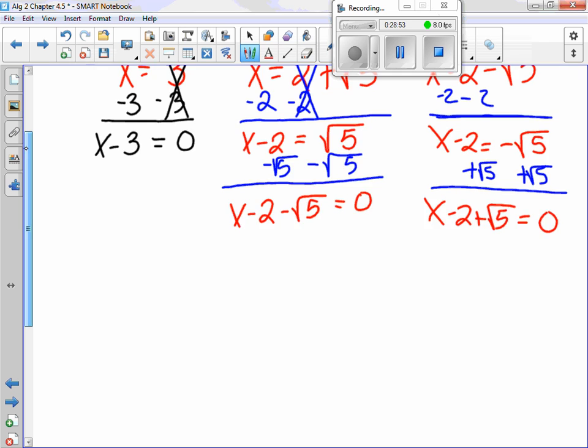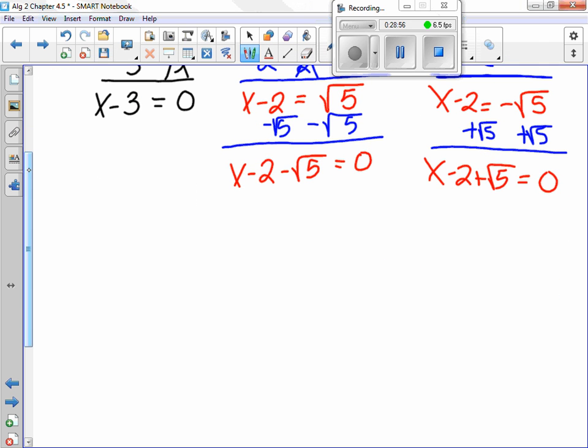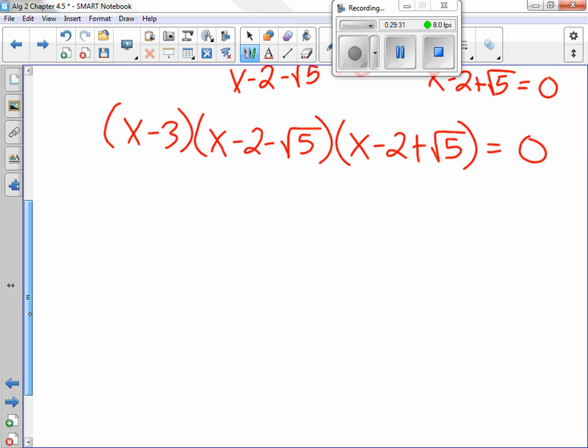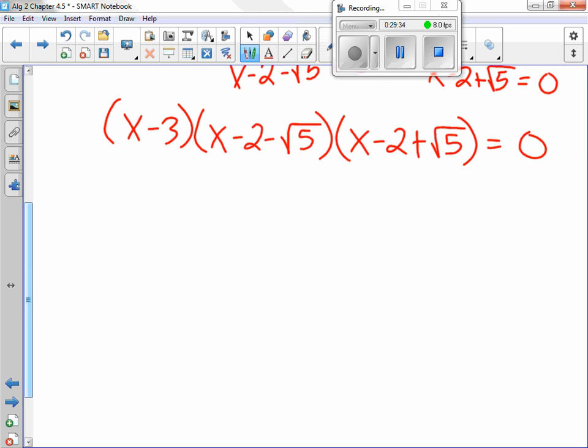Because when we were solving, we had the polynomial function, we factored it to sets of parentheses that were equal to 0. If we have more than one thing equal to 0, one of them has to be 0. So we'd split them apart equal to 0, yes? So we're going backwards. Since I have more than one thing equal to 0, what am I going to do? I'm going to multiply them together. So what we're going to have is x minus 3 times x minus 2 minus the square root of 5 times x minus 2 plus the square root of 5. We're going to have to multiply these together.